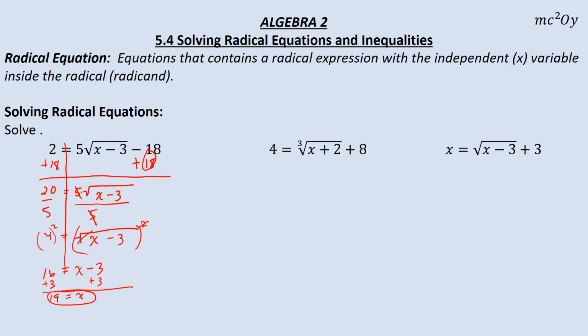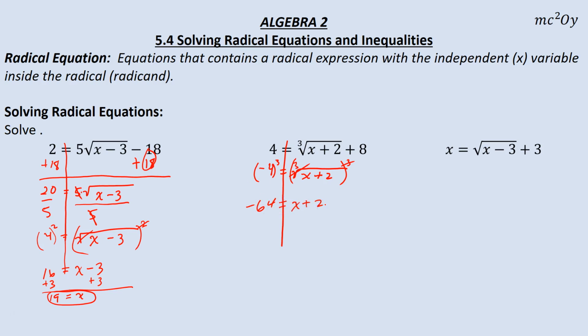Now the next one: 4 is equal to the cubed root of x plus 2, all plus 8. Once again, I'm going to move the 8 first, so subtract 8 from both sides. I end up with negative 4 is equal to the cubed root of x plus 2. Now I've got to get rid of this cubed root. The opposite of cubed root is to cube something, so we raise both sides to the third power. That cancels that. We get 4 times 4 times 4, which is 64, and negative times negative times negative, which is negative. And that gives me x plus 2.